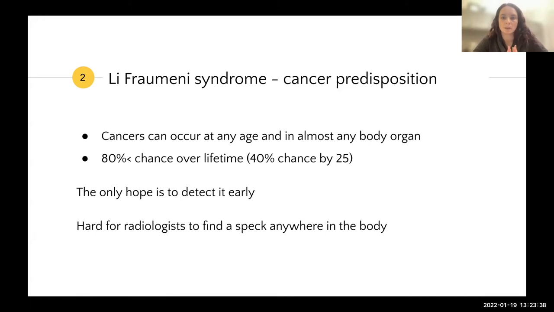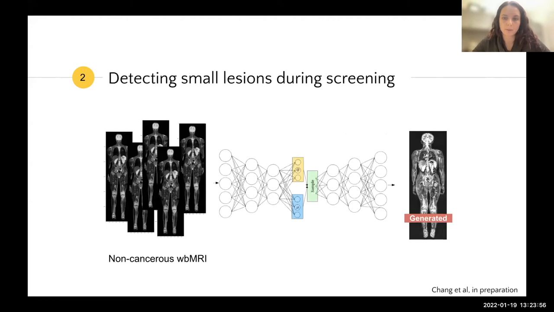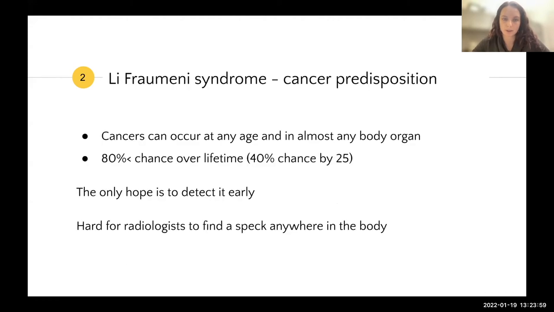So what happens is that these individuals come in every half a year or so, and they have blood tests, and if there's suspicion of malignancy, they undergo a whole body MRI procedure. And the problem with this procedure is that even for very experienced radiologists, as they tell me, it's really difficult to find this cancer, because it's a screening program, right? Cancer is still a speck, can happen anywhere in the body.